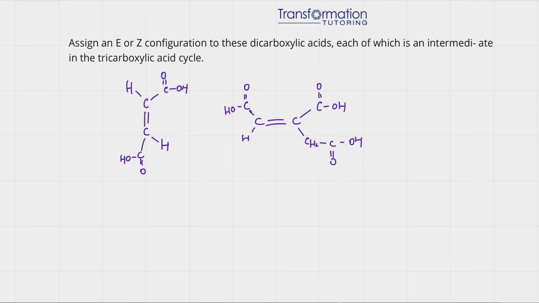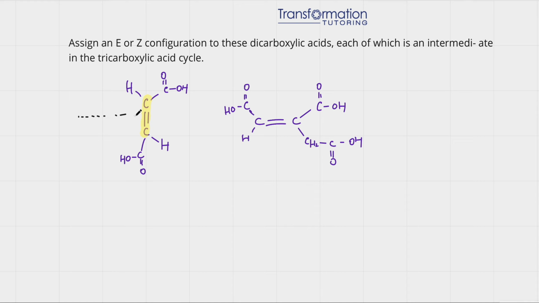Assign an E or Z configuration to these dicarboxylic acids, each of which is an intermediate in the tricarboxylic acid cycle. So in order for us to assign the E-Z configuration, I'm going to give you the Myers way. And basically what we do is we find the double bond, C double bond C, which is right here, and let's highlight it. And in our mind, we cut it in half.